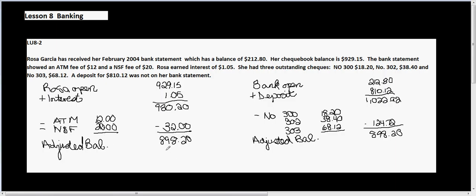Okay, let's check. The two sides are in agreement, so they balance each other out. I can double score this, and that tells me we've completed the reconciliation correctly.